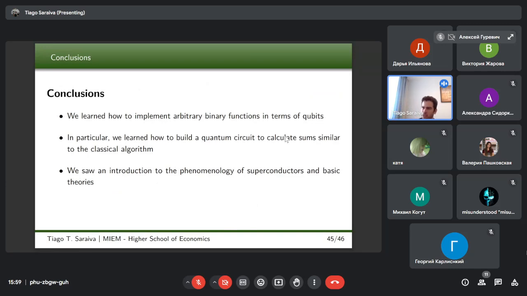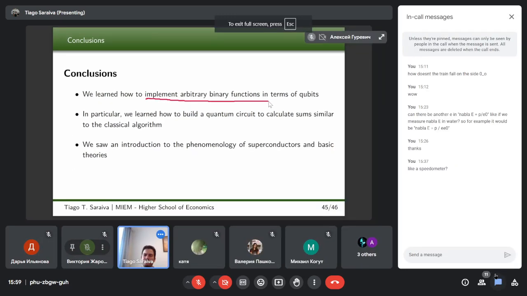So these are superconductors, a quick introduction, okay? On the next seminar, we will go into how you can use superconductors to create quantum computers, quantum gates, quantum bits, and so on. But to conclude today, we learned how to implement arbitrary binary functions in terms of gates. This was the first part of the class.